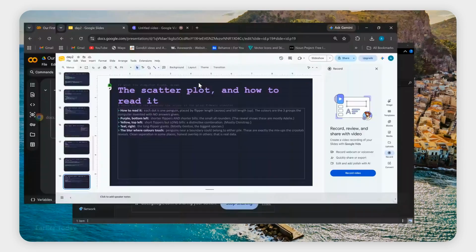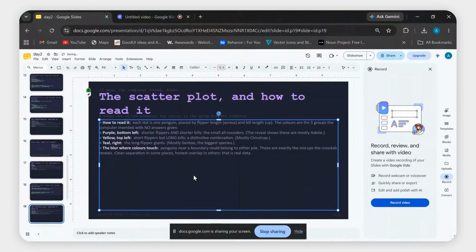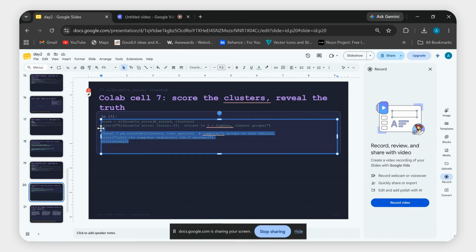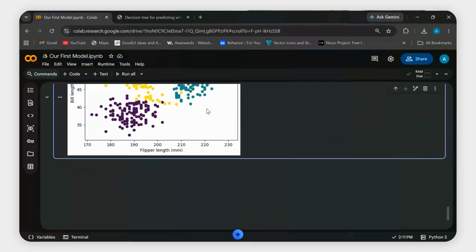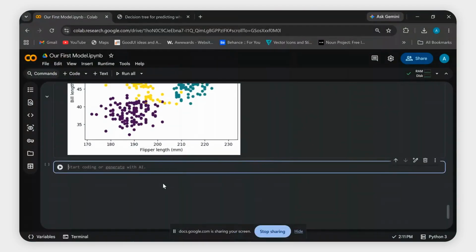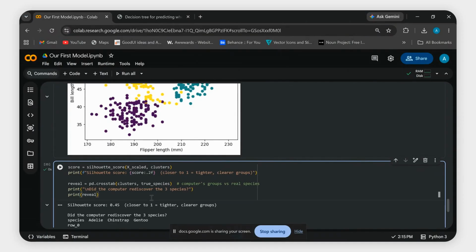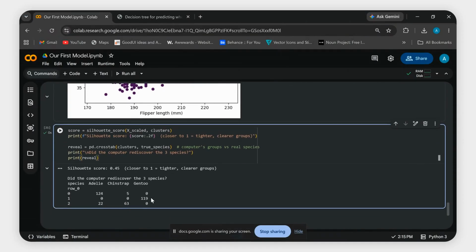So let's copy the next cell, which is the last cell. Let's see the scores. Let's see what we have. So the silhouette score is 0.45. Closer to 1 is tighter, clearer groups. So the computer discovered the three species.